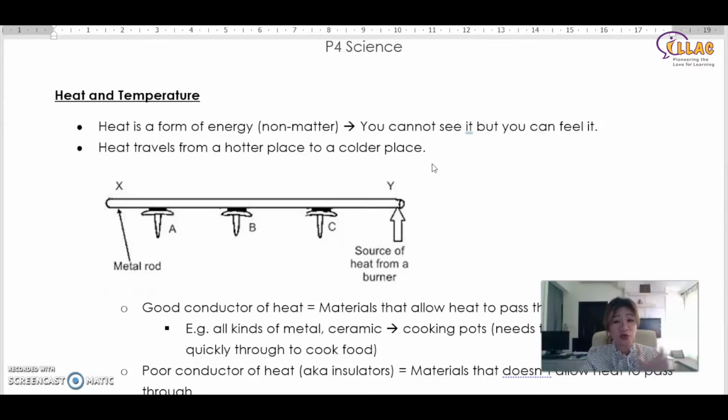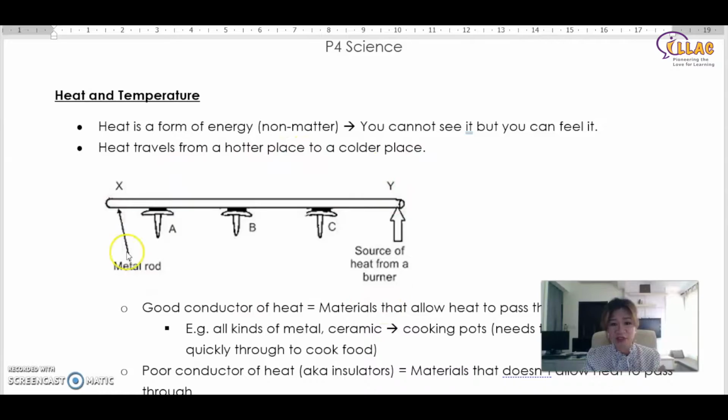Okay, so let's start. Heat and temperature. The first thing you need to know: heat is a form of energy. It is non-matter. You cannot see it, but you can feel it, right? So heat travels from a hotter place to a colder place. Why is this important? Because this is used to answer a lot of science exam questions, for example, this one over here.